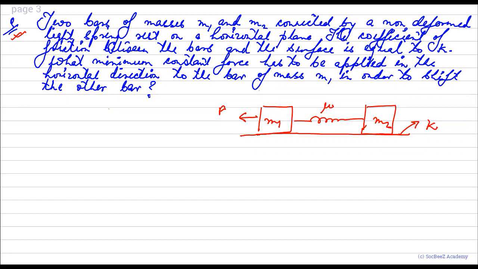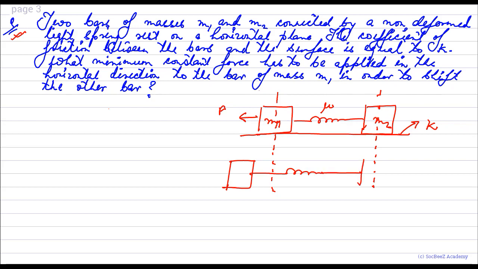Fine. Now, when will the bar of mass m2 just begin to move? When there is some extension in the spring such that the spring applies a force of magnitude equal to the maximum amount of friction force which the ground can apply on bar of mass m2. Fine. Now, let us draw the final situation of the block and spring system. Let's say this is my final situation.